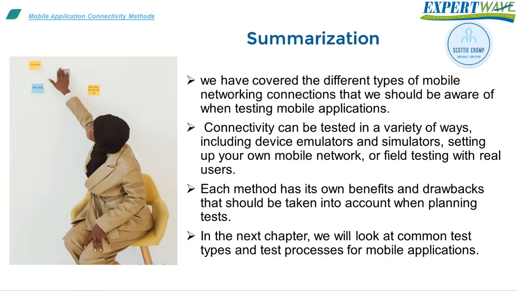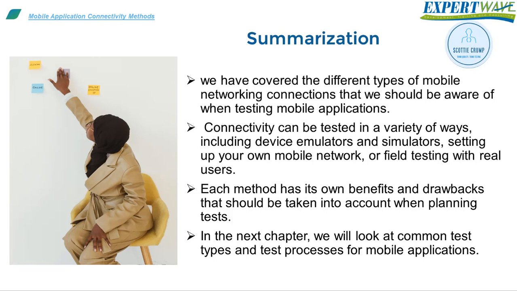To summarize, we have covered the different types of mobile networking connections that we should be aware of when testing mobile applications. Cellular networks such as 2G, 3G, 4G, and 5G, and also Wi-Fi are the most common types of networks that apps connect to. But there are other alternatives such as near-field communication and Bluetooth.